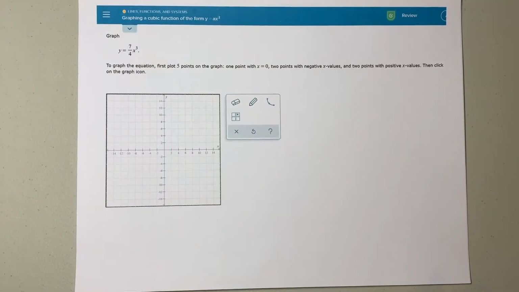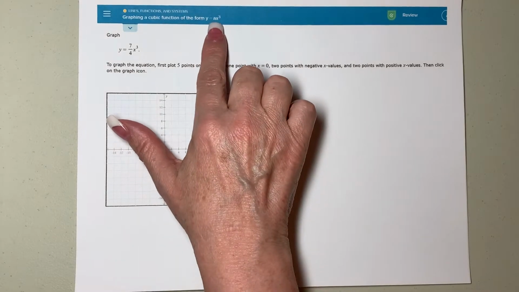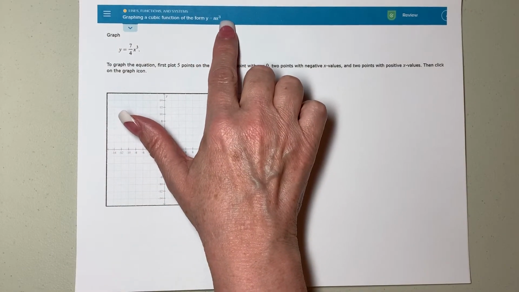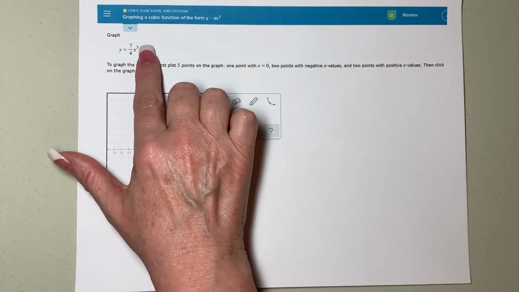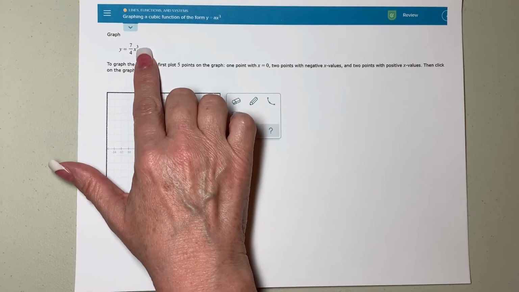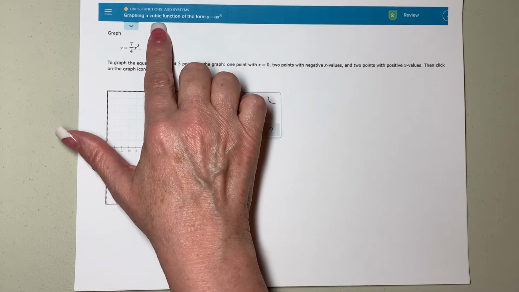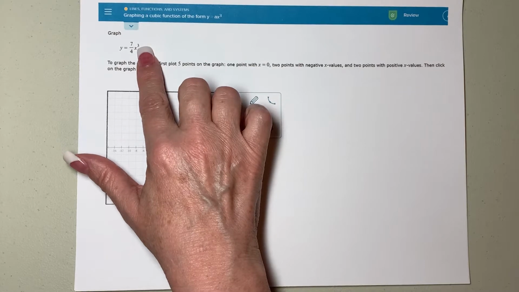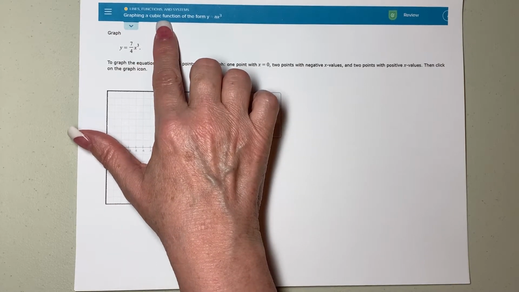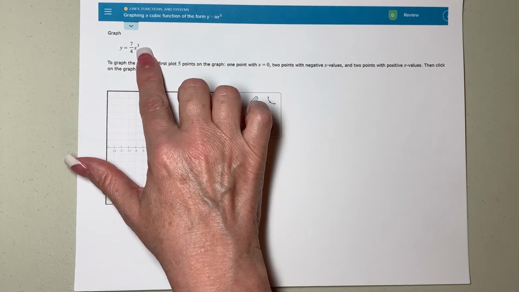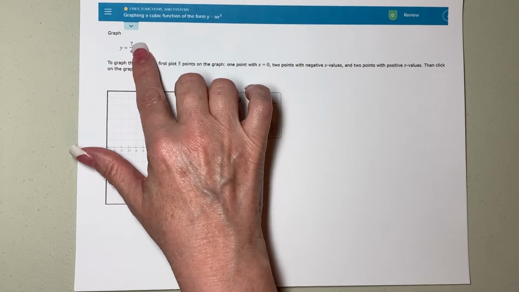Okay, we're going to be doing some graphing. This one's graphing a cubic function of the form y equals a x cubed. So it's just got one term. It's got the x cubed. That makes it a cubic. If it had been an x squared, it would have been a quadratic. But it's an x cubed. And then the a is just the coefficient in front.